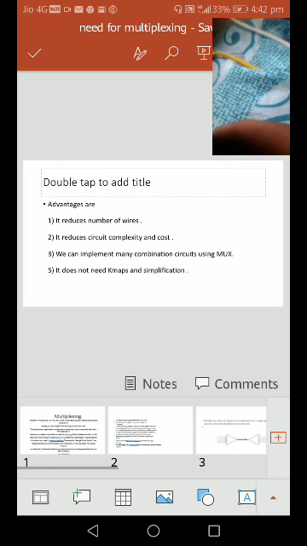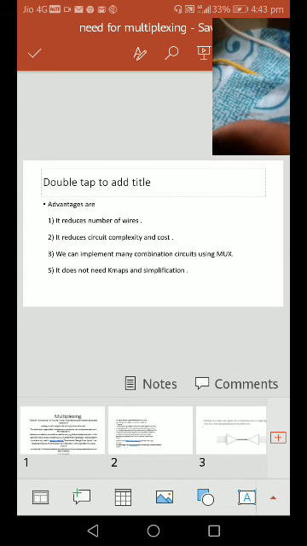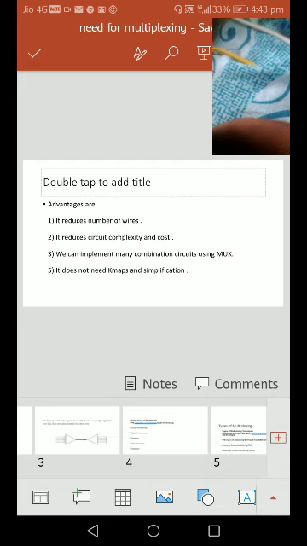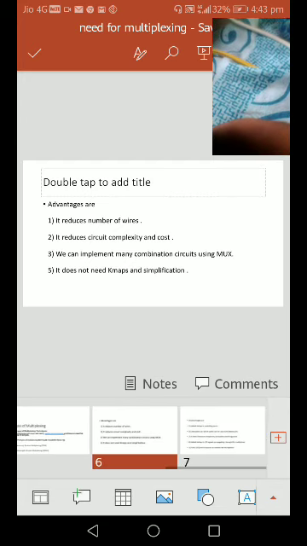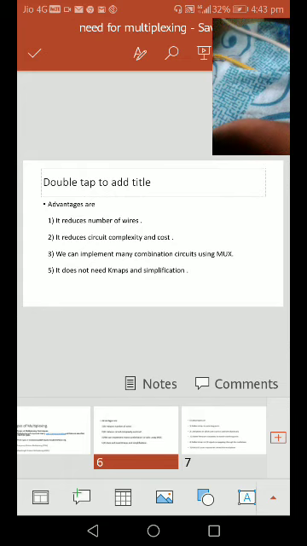And this is the basic point: multiplexers are needed in digital communication systems, digital communication networks, digital communication processes. And added to this, the disadvantages and advantages.